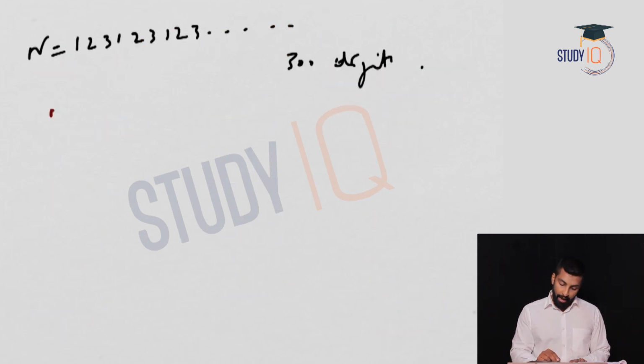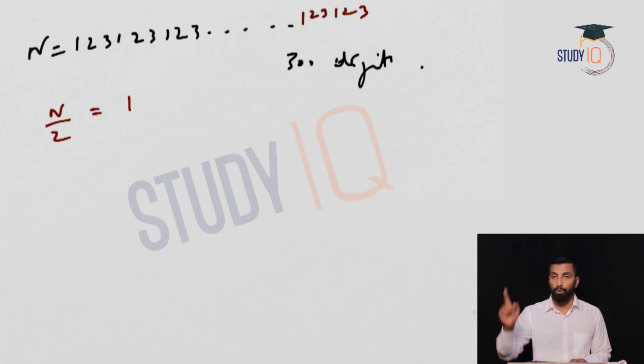What is the first question? N by 2. What is the remainder? Remainder will be 1. Divisibility rule of 2: last digit, right? Here the number ends with 1, 2, 3 itself. So last digit is 3. So remainder is 3. N by 3.